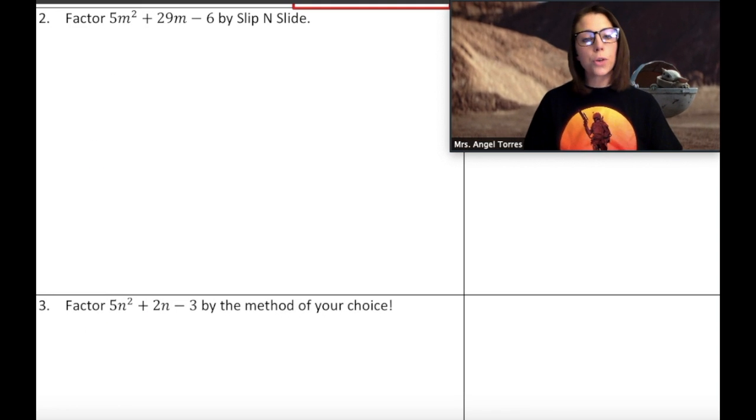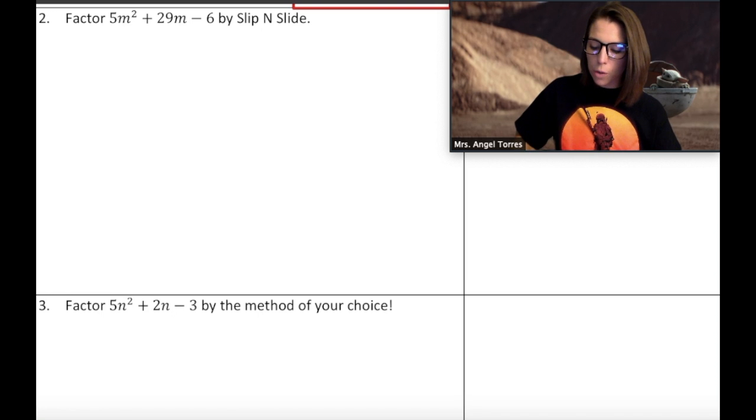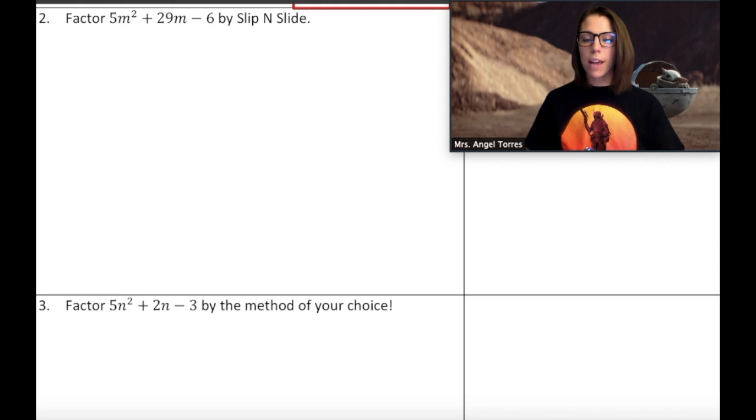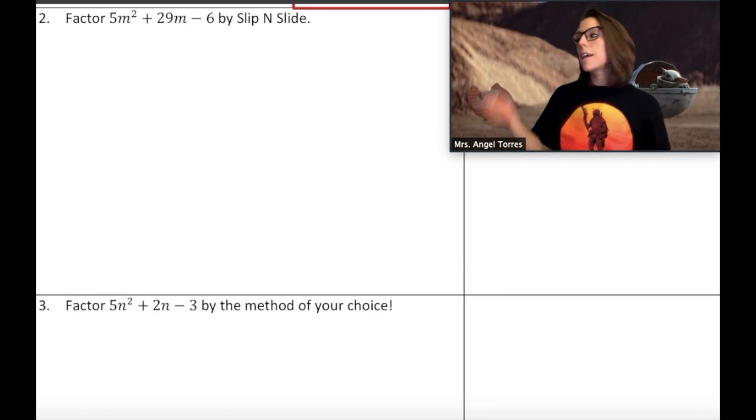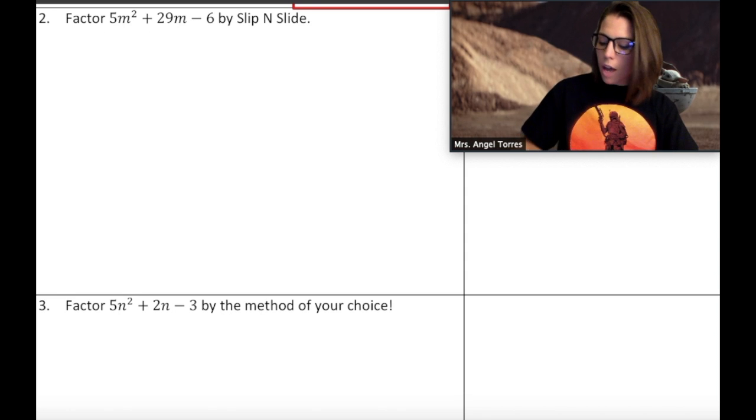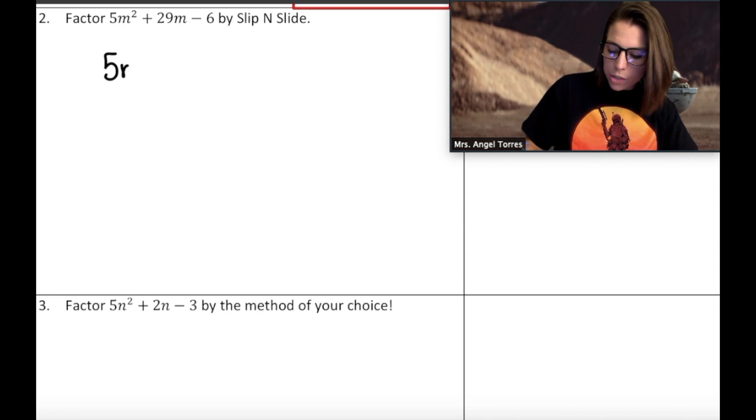Okay, problem 2. We again have a trinomial, 3 terms. It does have a leading coefficient greater than 1, and there is no GCF that we can factor out, which means we have to use either supergrouping or slip and slide. Looks like here they want us to use slip and slide, so that's what we're going to do. I'm going to start by writing out my trinomial again with a little bit of space.